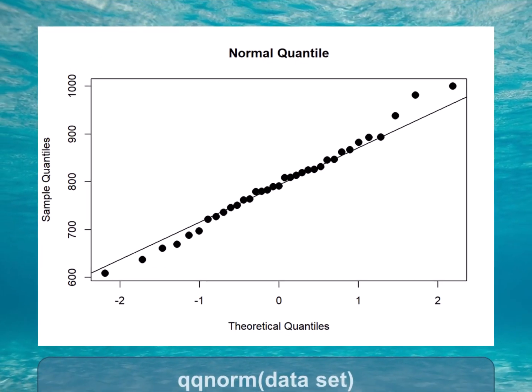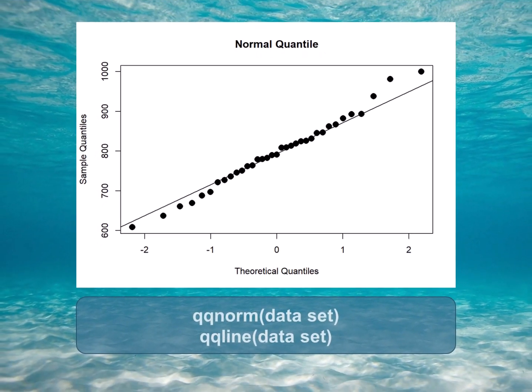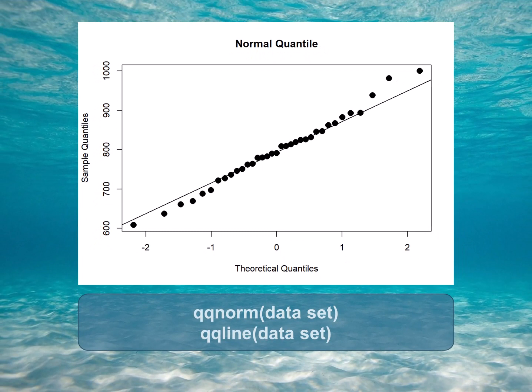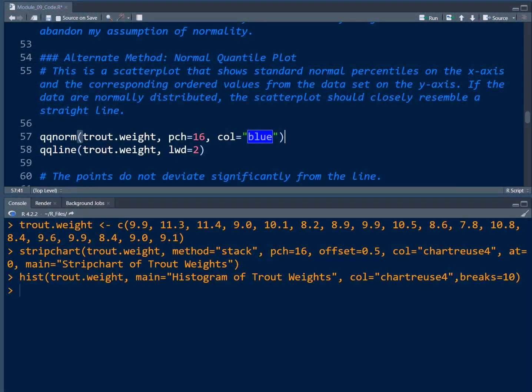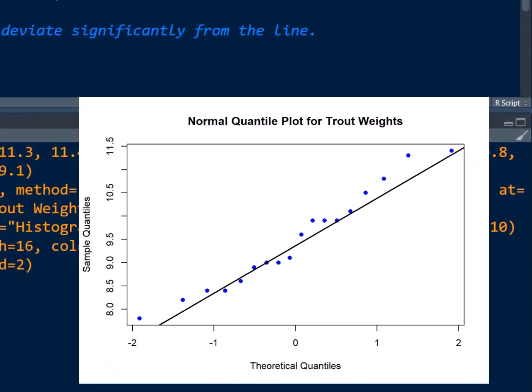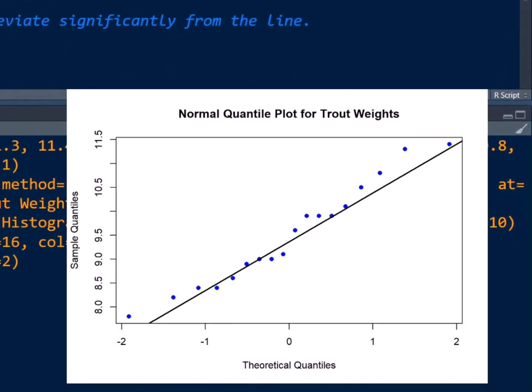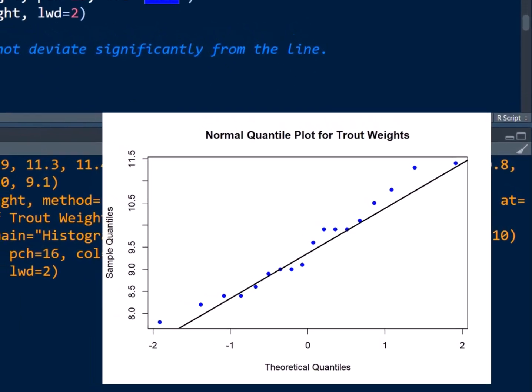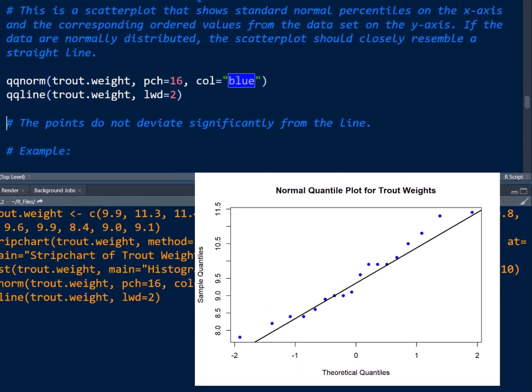In R, the qqnorm command creates a normal quantile plot. We can also add the qqline command, which would demonstrate what exact normality looks like. Let's create a normal quantile plot for the trout weights. Note how the points do not deviate significantly from the line, indicating, in agreement with what we've seen before in the strip chart and histogram, that it seems reasonable to assume that the population is approximately normal.